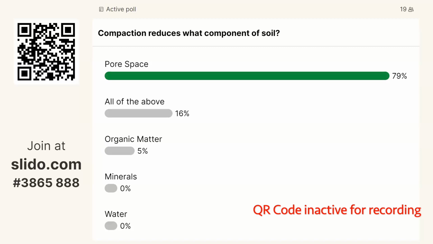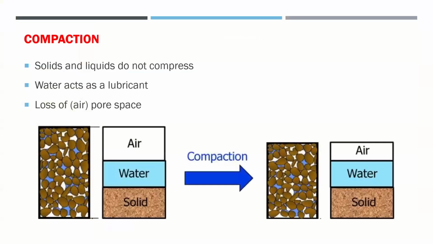I can't compress water. Anybody ever get water in their gas tank on their boat? And how well's your motor run? You can't really compress. There's no compression on water. It doesn't work very well. So what's going on is that we're reducing the pore space. So in compaction, solids and liquids don't compress. Water acts as a lubricant and we lose pore space.